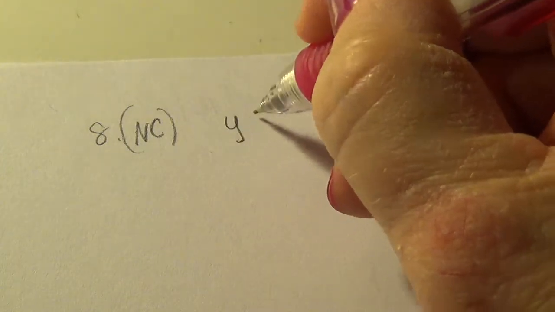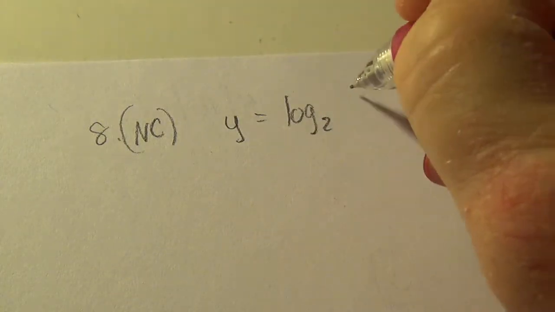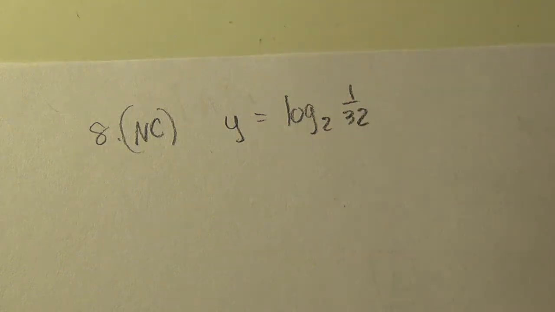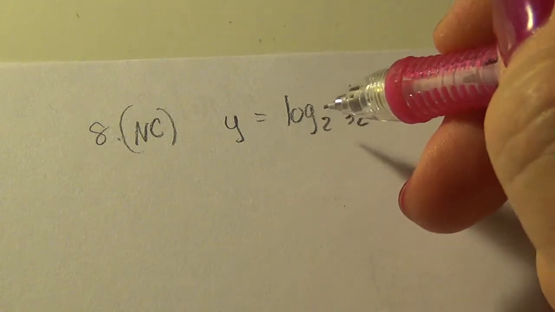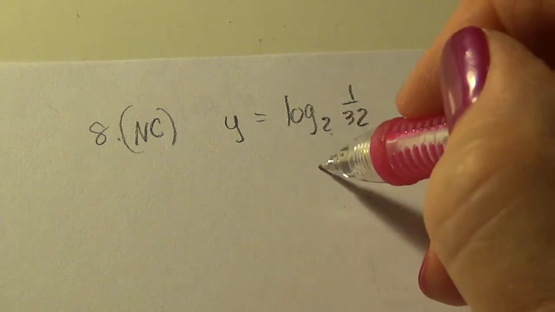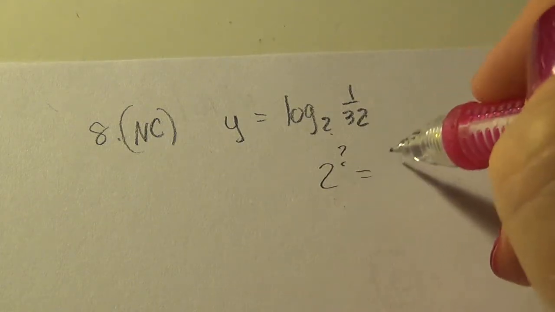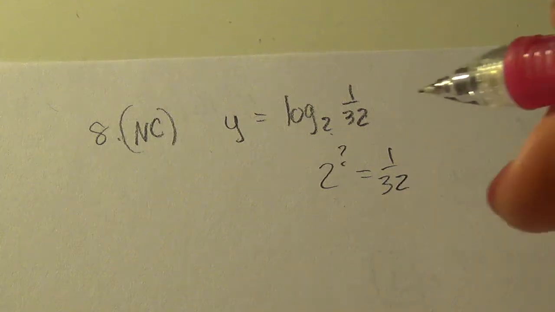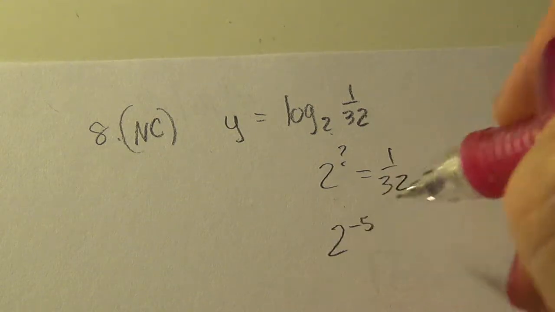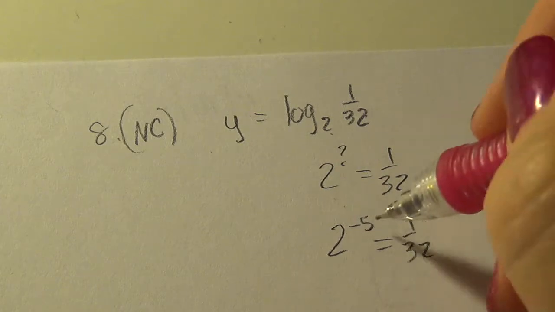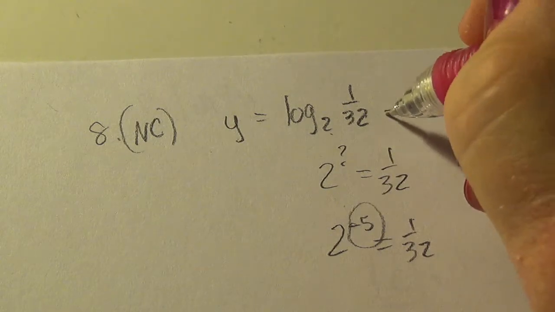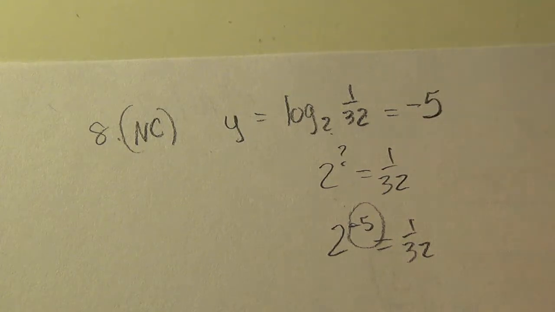Alright, number 8. Without a calculator, calculate y equals log to the base 2 of 1 over 32. So a log is an exponent, and it is the exponent that we give 2 to get 1 over 32. And you'll notice that 2 raised to the minus 5 is 1 over 32. So that is your answer, minus 5.